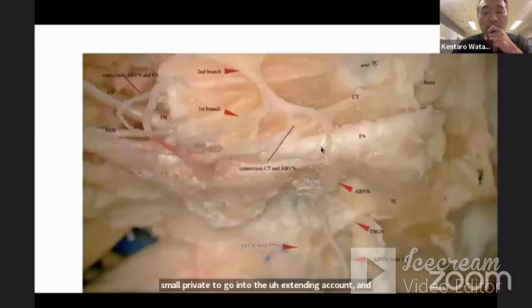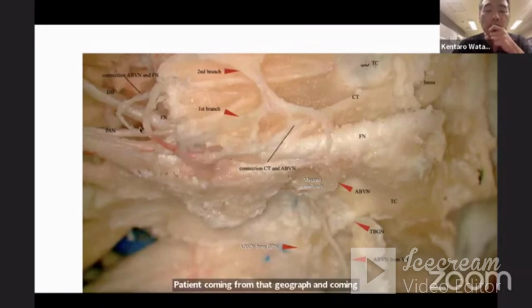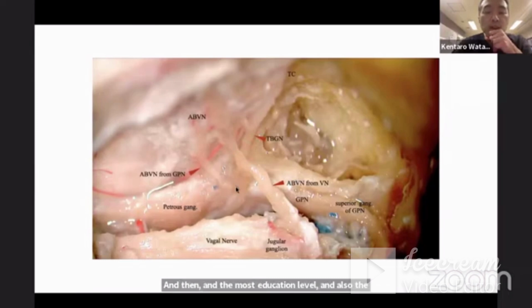So like this, it comes from the jugular foramen and comes up, and it crosses the facial nerve in the mastoid, and then this nerve anastomoses with the facial nerve, and there's also a small branch going to the external ear canal. It comes up from the jugular foramen, up the mastoid, then anastomoses with the facial nerve, and also goes to the external ear canal. Here, this is the origin of the auricular nerve.